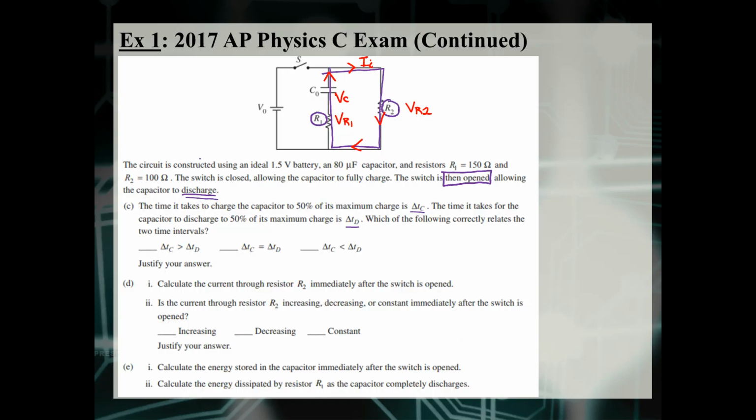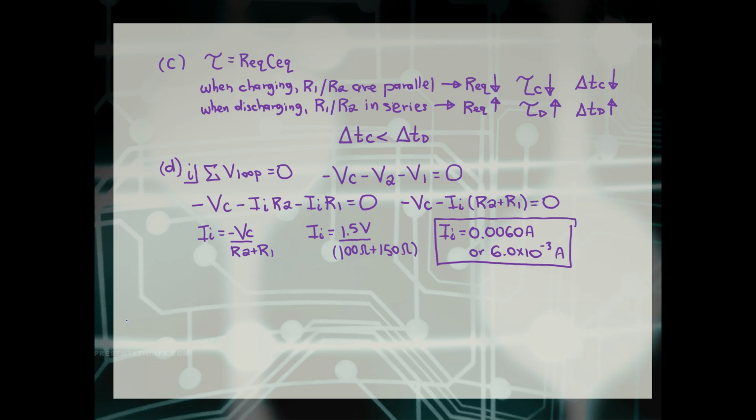Now, for part 2, it says, is the current through resistor 2 going to increase, decrease, or be constant after you open that switch? Well, that's pretty obvious. As soon as you open that switch and the capacitor discharges, initially the repulsive force is huge, therefore the current's going to be big. But as the capacitor has less and less charge stored on it, the current is eventually going to go to 0. Therefore, it's got to decrease. So we can just quickly justify that here.